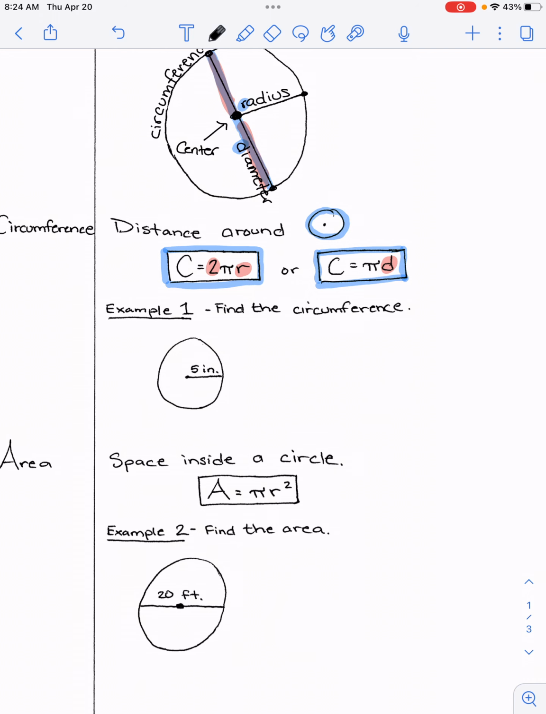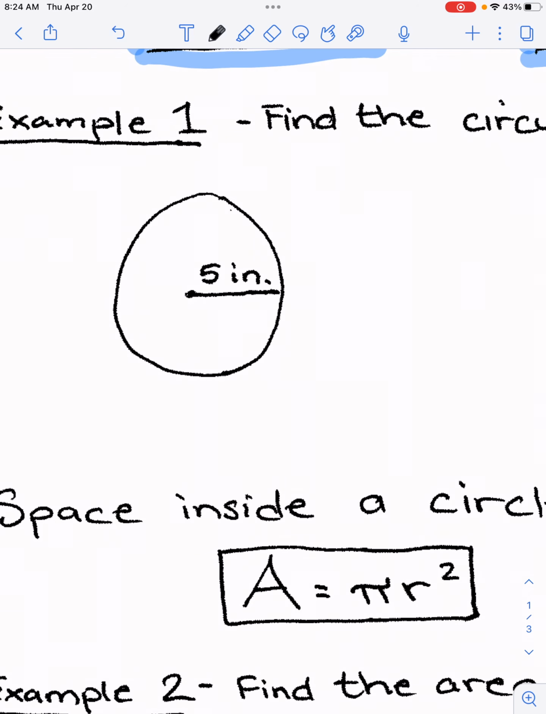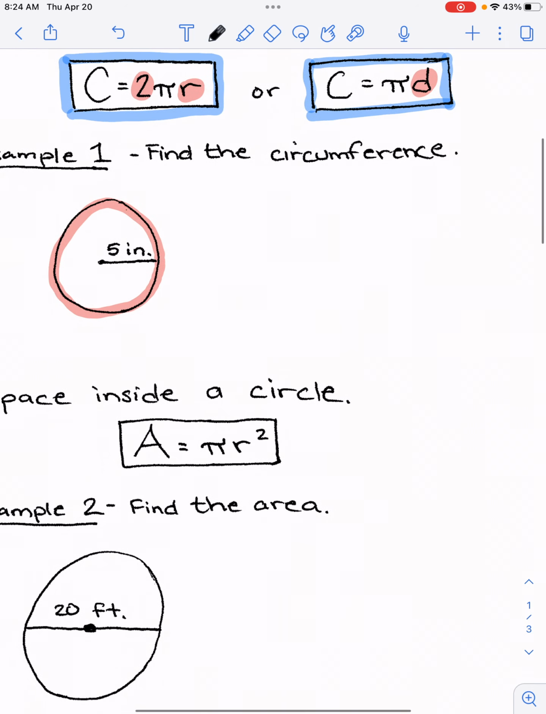So example 1, find the circumference of this circle. We're saying that the radius is 5 inches. So if this is 5 inches, how much is this entire boundary of the circle? Would it be more than 5 inches? I would assume so. Okay, so let's use our formula. We're going to rewrite C equals 2 pi r, and we're going to plug in what we know.